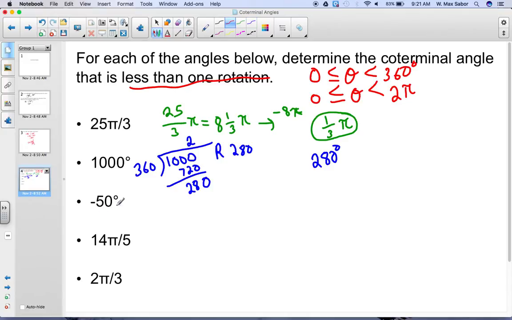Now you'll notice this one is negative. If we take the remainder, we'll get negative 50, so that doesn't actually help. But what you can do when it's negative is, instead of subtracting 360 a bunch of times, you could have subtracted this 360 twice and gotten to 280. You could add 360 to get in that range of 0 to 360. And then we'll get 310 degrees.